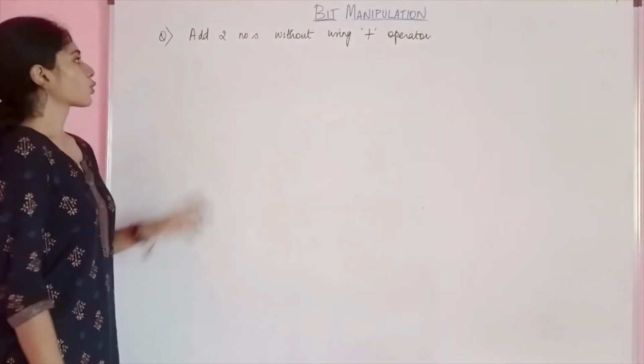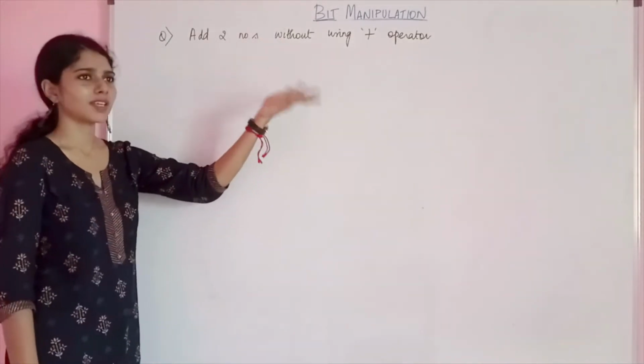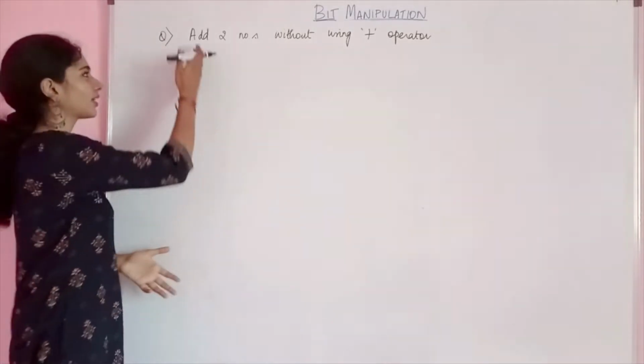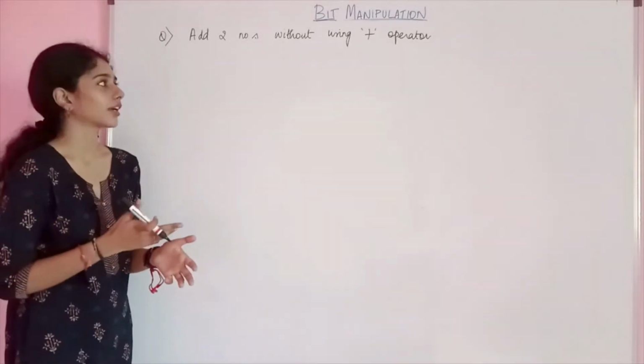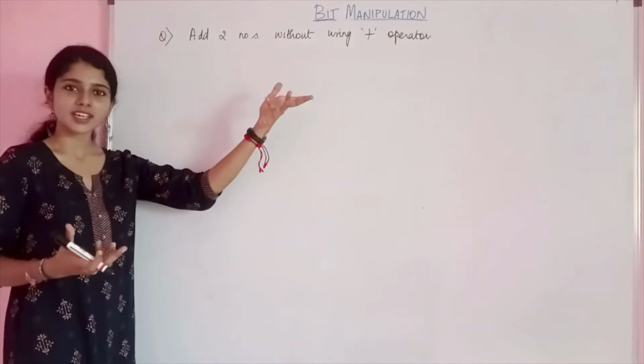So let's consider this question, alright. Add two numbers without using the plus operator. Oh my god, how do I add them? We have studied from elementary that add is nothing but using the plus operator, alright. So how do I add two numbers without using a plus operator?